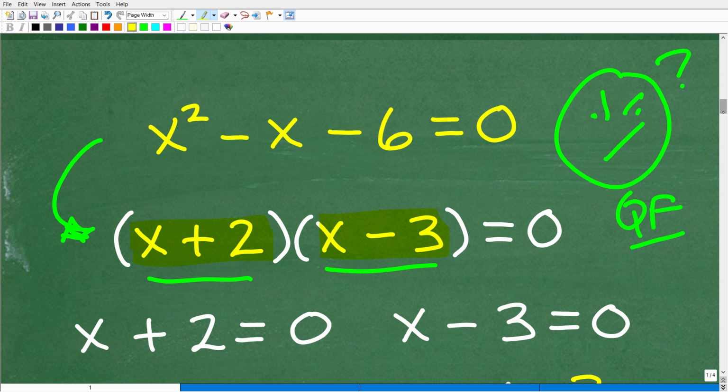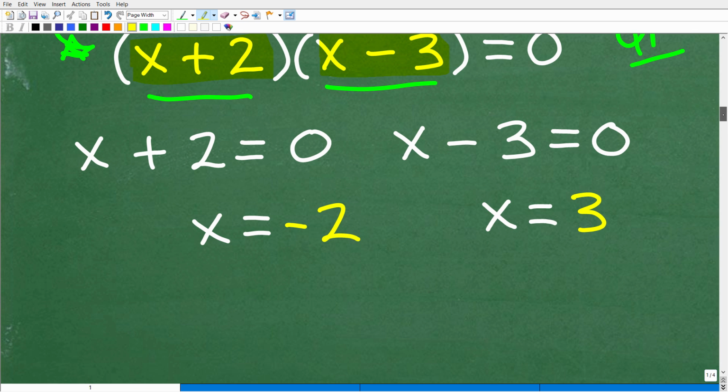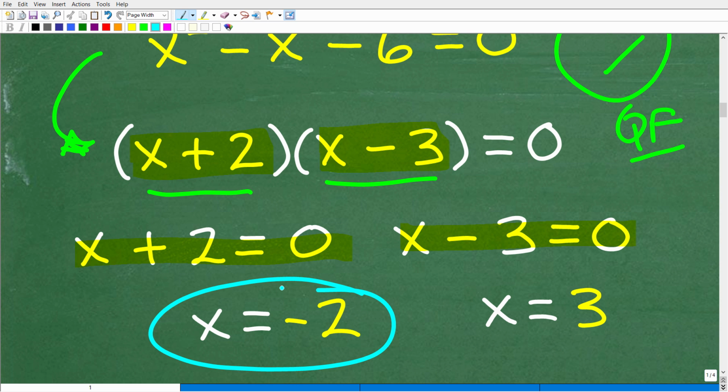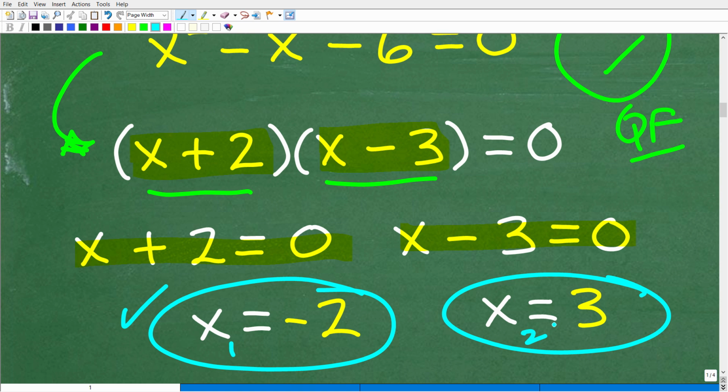Well, this is super easy to solve because we can just simply set each factor equal to 0, because we have something times something else that's equal to 0. This is an example of something called the zero product property. So we can set x plus 2 equal to 0 and x minus 3 equal to 0 and solve for x for each one of these little equations. So we get x is equal to negative 2. That is one solution. And x is equal to 3. That is our second solution. Again, two solutions for these quadratic equations.